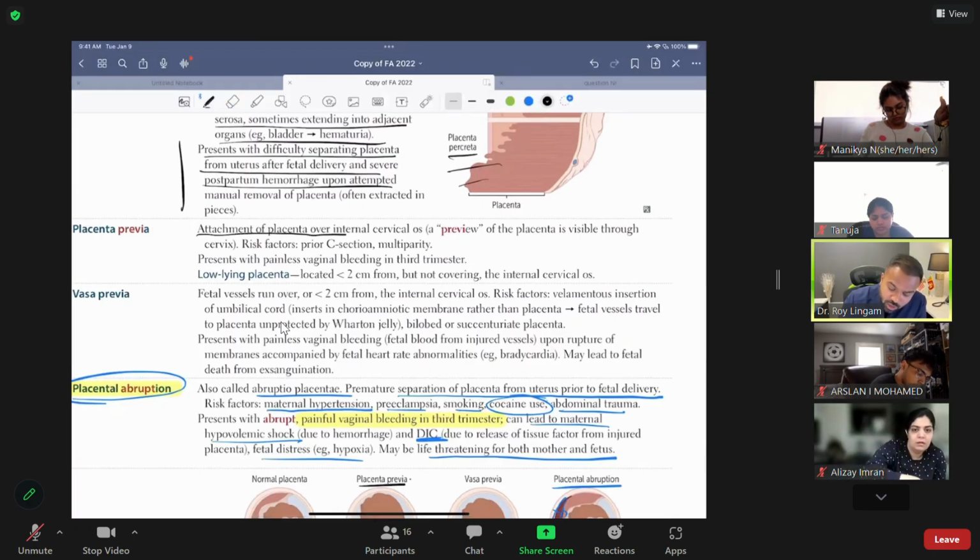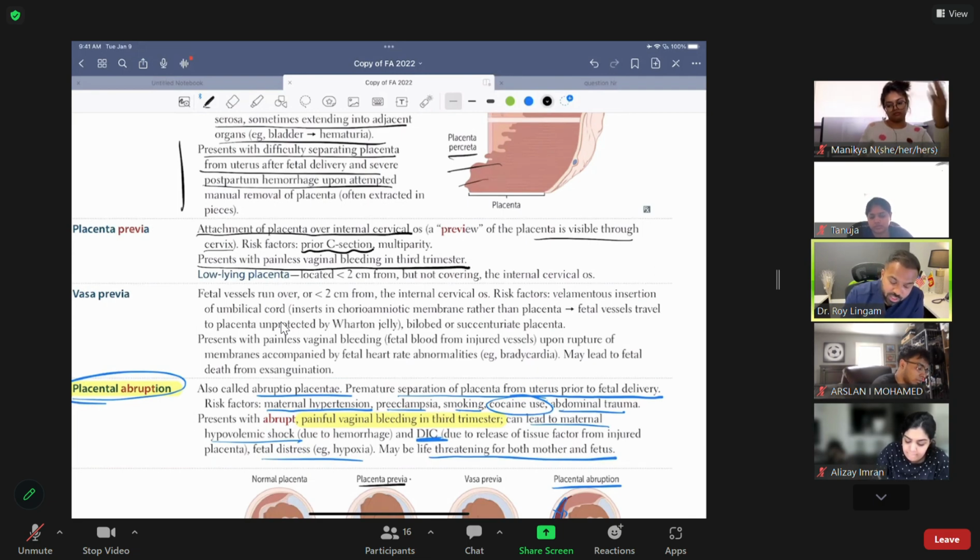Now let's take a look here. Attachment of placenta over the internal cervical os. You could see the placenta is visible through the cervix. The risk factor: prior C-section. You see that, folks? Presents with painless vaginal bleeding in the third trimester. Highlight that word: painless, no pain. Whereas in abruptio placenta, it is painful bleeding in the third trimester, the same time period. Is that clear, folks? How do you differentiate that? One is painful, the other one is painless.